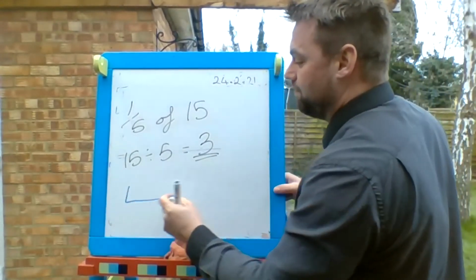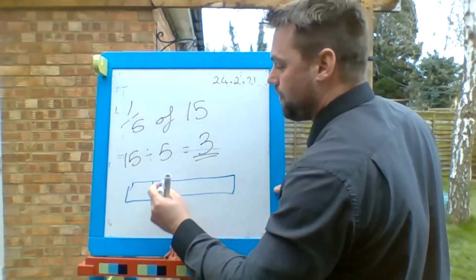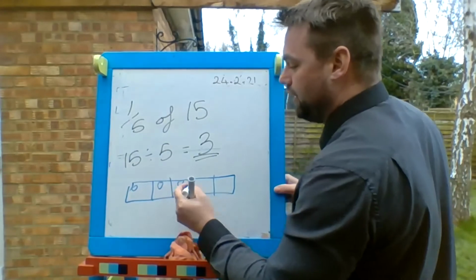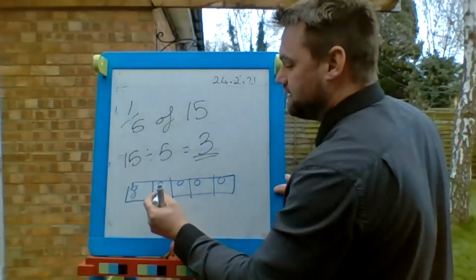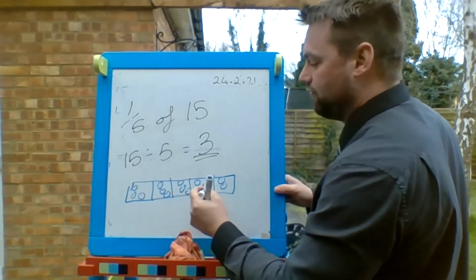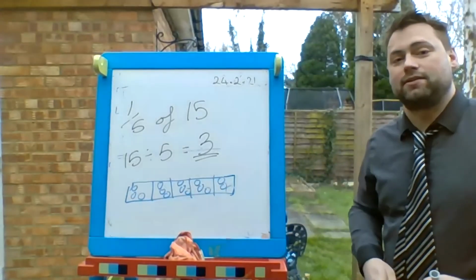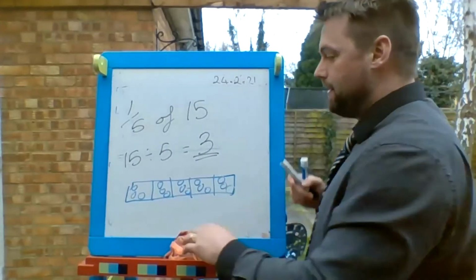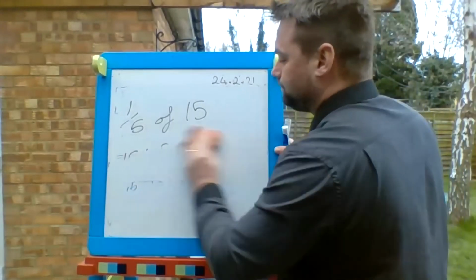And just to show that in a bar model, we go 1, 2, 3, 4, 5, 6, 7, 8, 9, 10, 11, 12, 13, 14, 15. Okay, so it's exactly the same. So you divide the denominator into the whole number, and we get a 1/5.